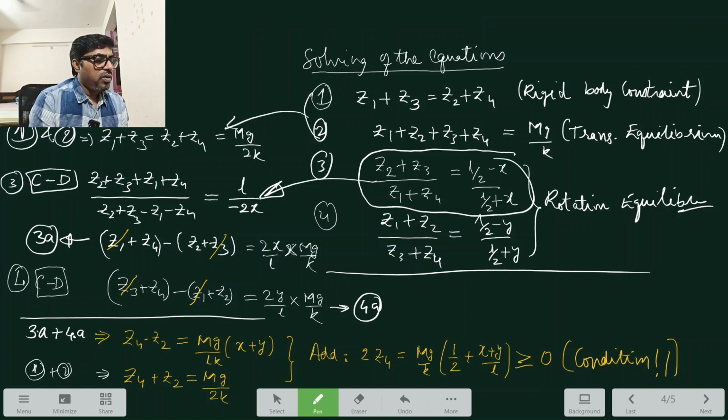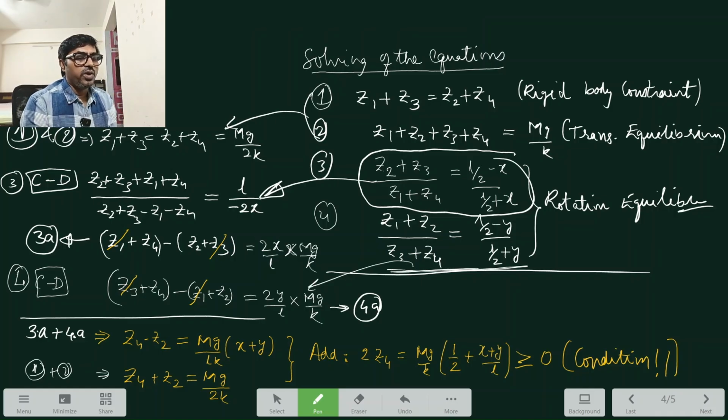And in the same way, one more equation from the fourth one: again use componendo dividendo for the fourth equation, and then cross multiply, you will get this. So wherever you are getting Z1 plus Z2 plus Z3 plus Z4, which is nothing but mg by k, you can substitute there. So you can comfortably solve these linear equations. I am just explaining it. You will do it much better if you do it on your own.